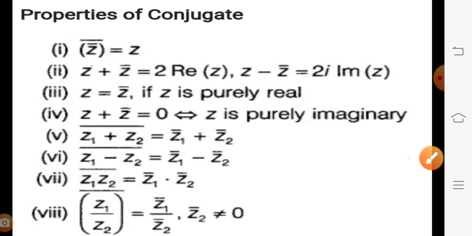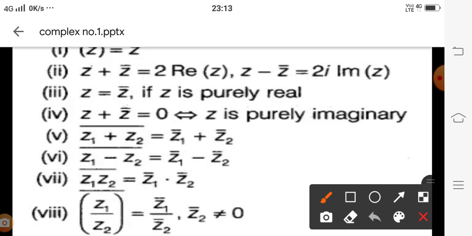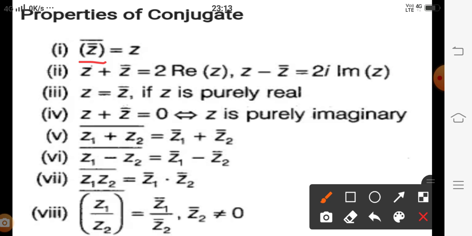Then here we have some properties of conjugate. If you are finding the conjugate of the conjugate, then we are getting the same complex number. If you are adding the conjugate to the given complex number, then the imaginary part will get cancelled out because the signs of these two are opposite but equal in magnitude, means only the real part we are getting. For this reason we are getting 2 into real part of the complex number.